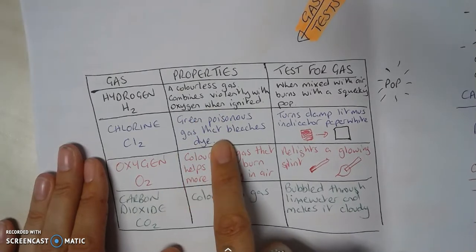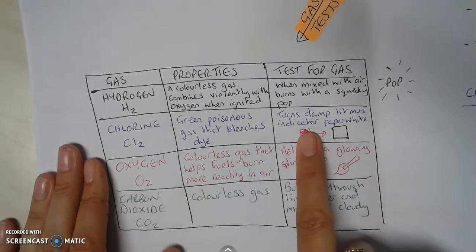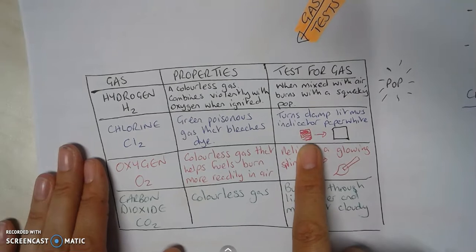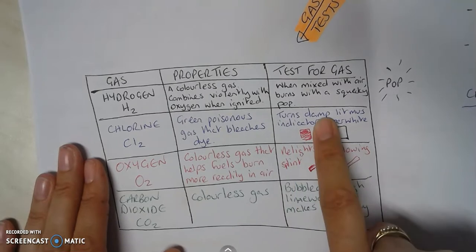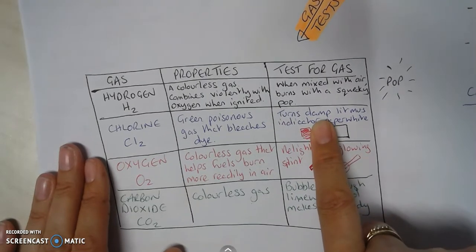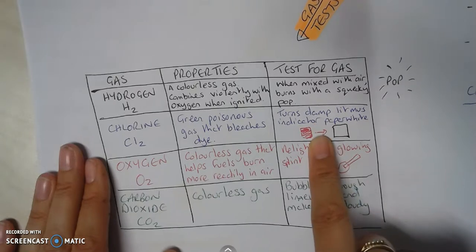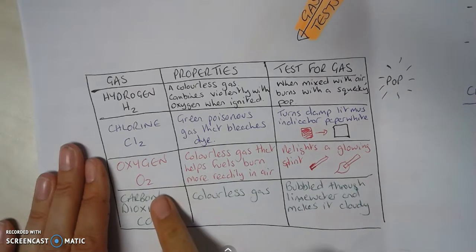Chlorine is a green gas, but it can bleach dye. So when we're testing for chlorine, we use damp litmus paper and it turns it white. You must make sure you say that it's damp, because that usually is the second mark, because that's usually a 2-mark question. How do I test for oxygen?